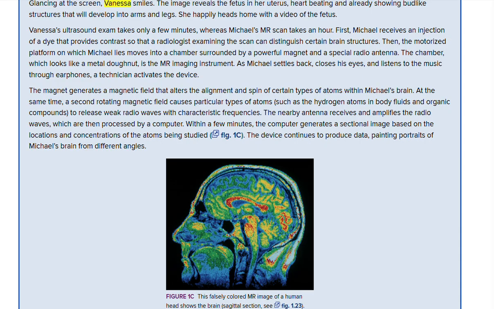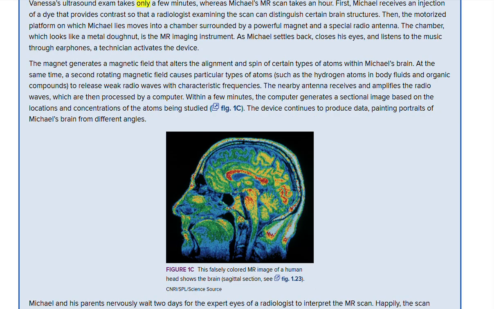Glancing at the screen, Vanessa smiles. The image reveals the fetus in her uterus, heart beating, and already showing bud-like structures that will develop into arms and legs. She happily heads home with a video of the fetus. Vanessa's ultrasound exam takes only a few minutes, whereas Michael's MR scan takes an hour.